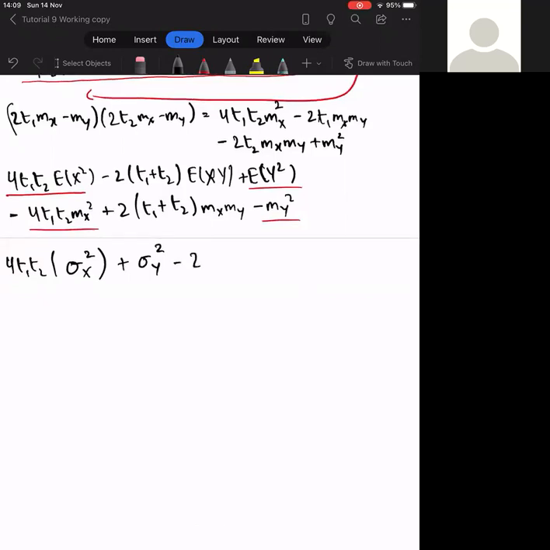Now how will we write the covariance? That's just going to be sigma x sigma y rho xy. So here, this is our final answer. This is equal to CZ of T1 comma T2. Okay.